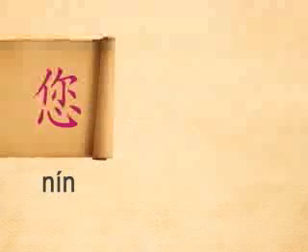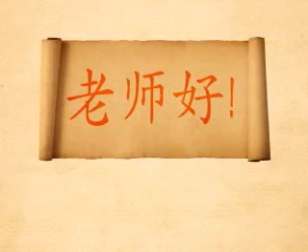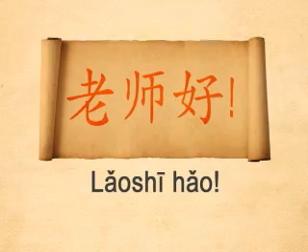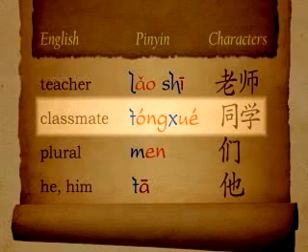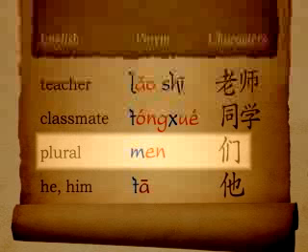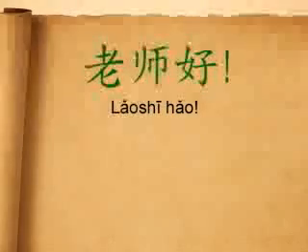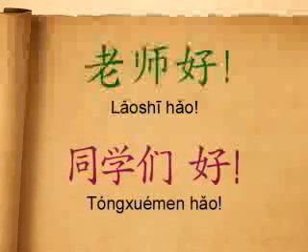Excellent, 同学们. We studied many new things today, so let's review what we've learned. We reviewed the formal form of you, which is 您, and practiced the formal way to say hello, which is 您好. We also learned another way to greet your teacher by saying 老师好, hello teacher. The new vocabulary for today was 老师, teacher, 同学, classmate or fellow student, 们, the word that makes pronouns plural. Remember that 们 is associated with human beings. Our last word for today was 他, meaning he or him. Our new phrases for today were 老师好, hello teacher, and 同学们好, hello class.